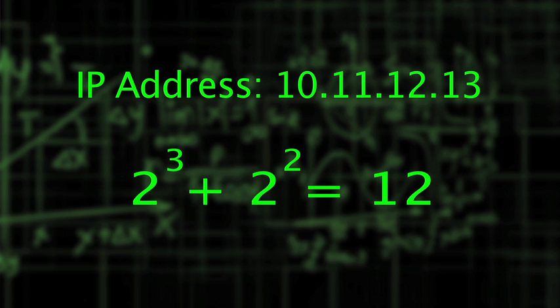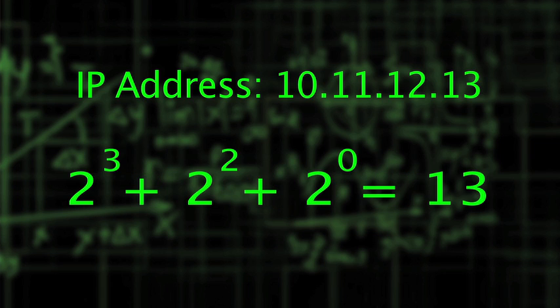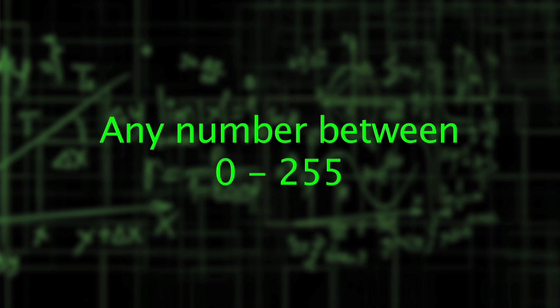2 to the 3rd power plus 2 to the 2nd power is 12. 2 to the 3rd power plus 2 to the 2nd power plus 2 to the 0 power is 13. This will work for any number between 0 and 255.